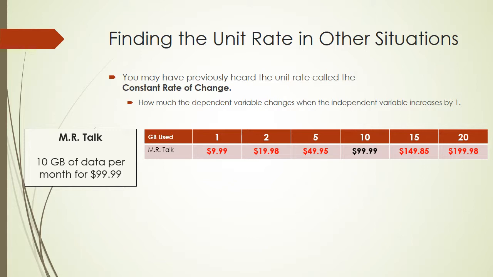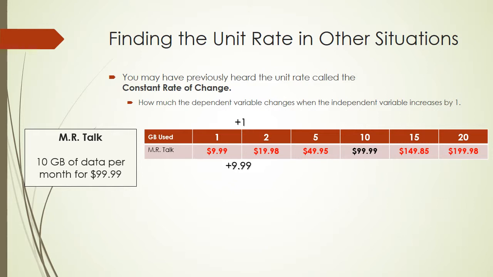So the constant rate of change means that every time the amount of gigabytes in this case increases by 1, the price is going to increase by a constant amount. So we start by seeing that if we go from 1 gigabyte to 2 gigabytes, we've increased by 1, and our price has increased by $9.99.